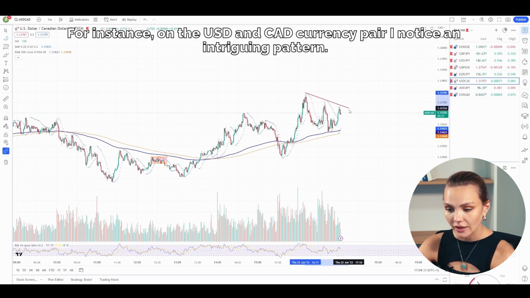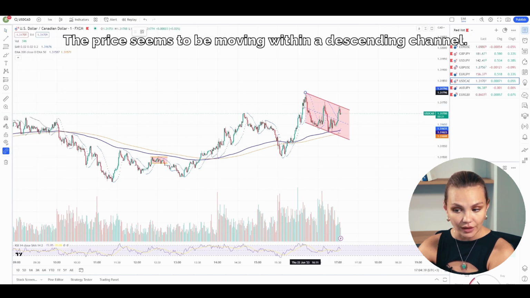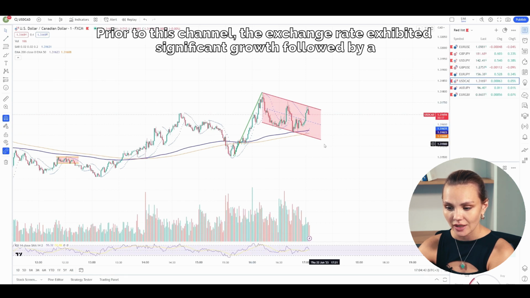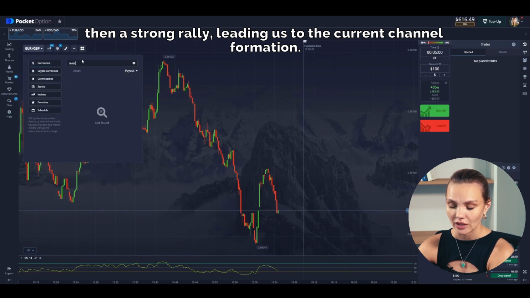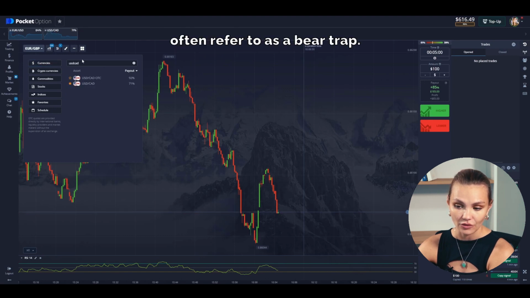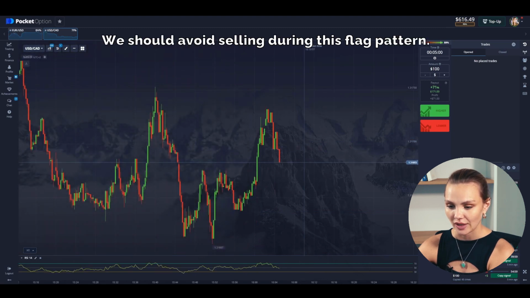For instance, on the USD and Canadian dollar currency pair, I notice an intriguing pattern. The price seems to be moving within a descending channel. Prior to this channel, the exchange rate exhibited significant growth followed by a decline and then a strong rally, leading us to the current channel formation. In summary, the chart is currently forming a flag pattern which experienced traders often refer to as a bear trap. We should avoid selling during this flag pattern.